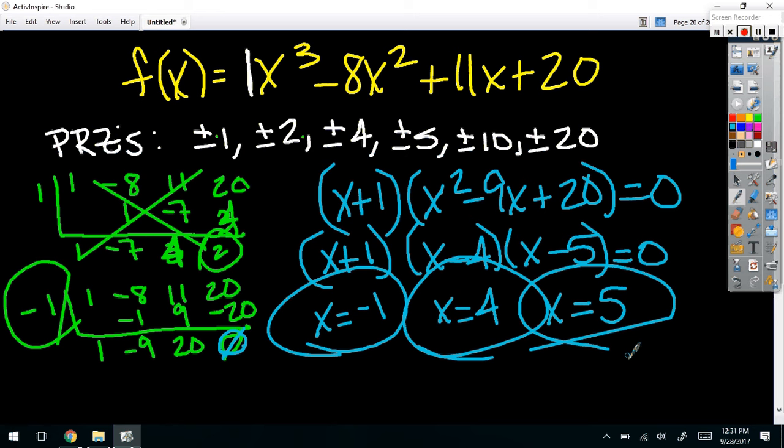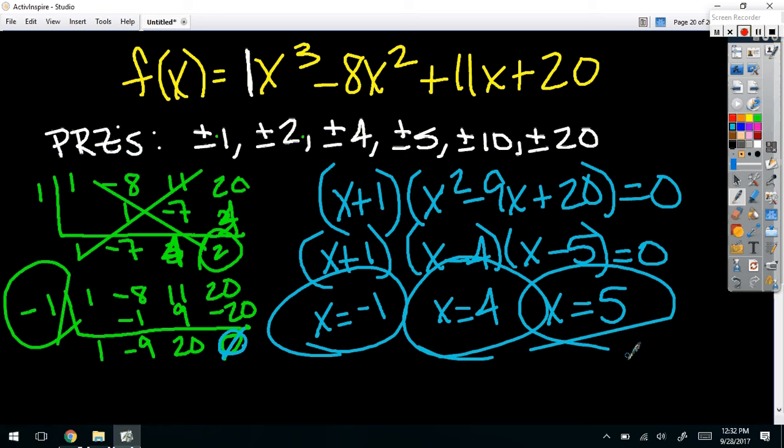Yes, for this one. So look, a couple of different scenarios could arise, and I want to make sure I talk to you about them. When you get to this point, this x squared minus 9x plus 20, if it doesn't factor, what will you have to do? Quadratic formula. Complete the square, absolutely.